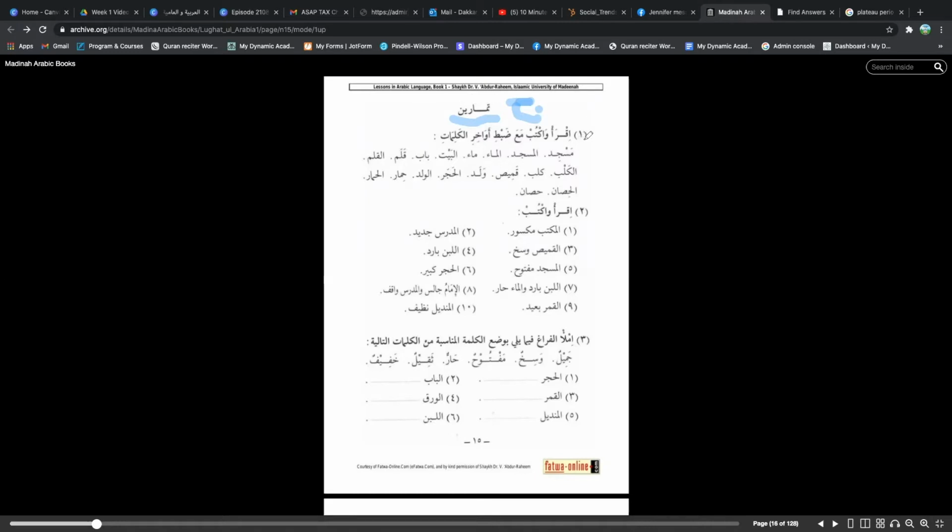Okay, and it's our directions. Iqra waktub ma'a dabt awakhir al-kalimat. So iqra, if you remember, means read. Waktub, also hamzatul wasl. Like you notice I don't say wa uktub, because uktub, if it was the fi'l amr, the command form by itself, like I could say to you, Ya Muhammad uktub, write.